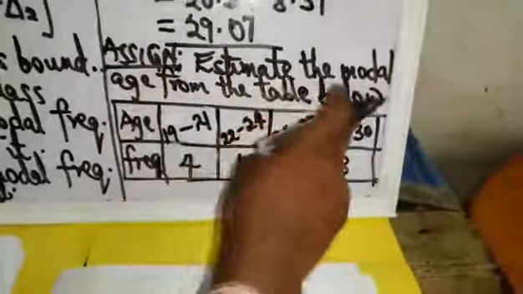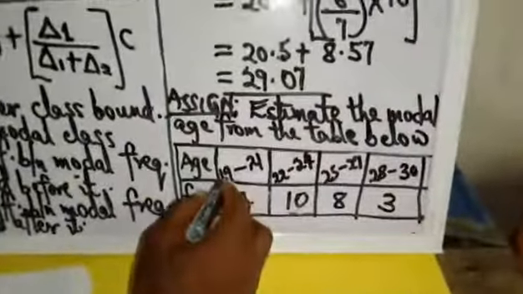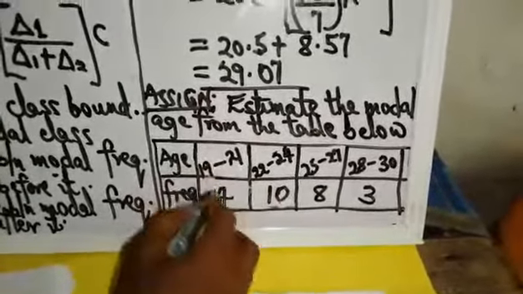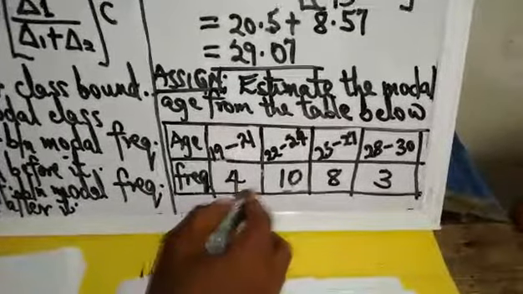Now, look at the assignment. Assignment: estimate the modal age from the table below. Look at the table. This one is now the age. We are considering age this time around. The age ranging from 19 to 21. The frequency of people who fall in that particular group is 4 in number.